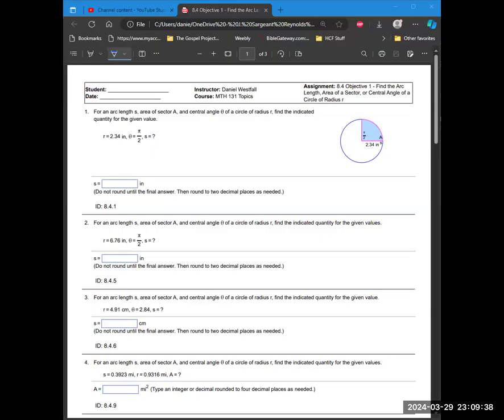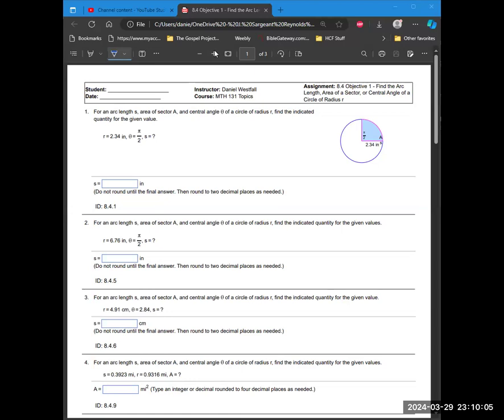In this video, we're going to talk about 8.4, Objective 1, where we find the arc length, area of a sector, or central angle of a circle of radius r. Let's go ahead and get started here. Let's find the arc length S, the area of sector A, and the central angle theta of the circle of radius r given to us here.